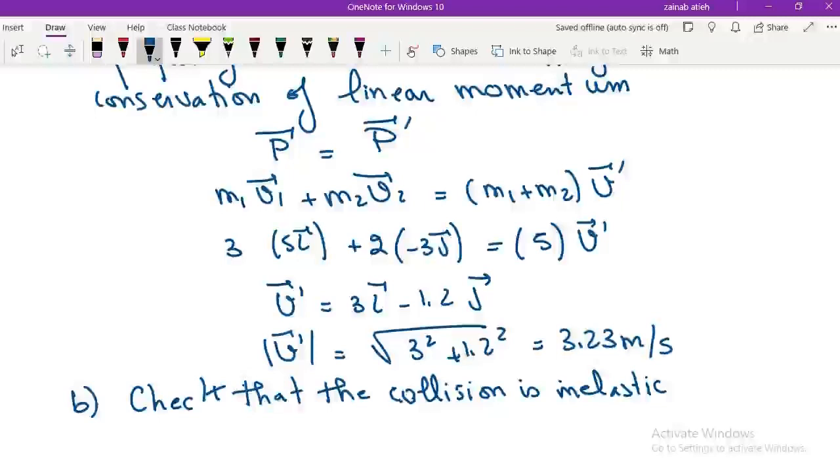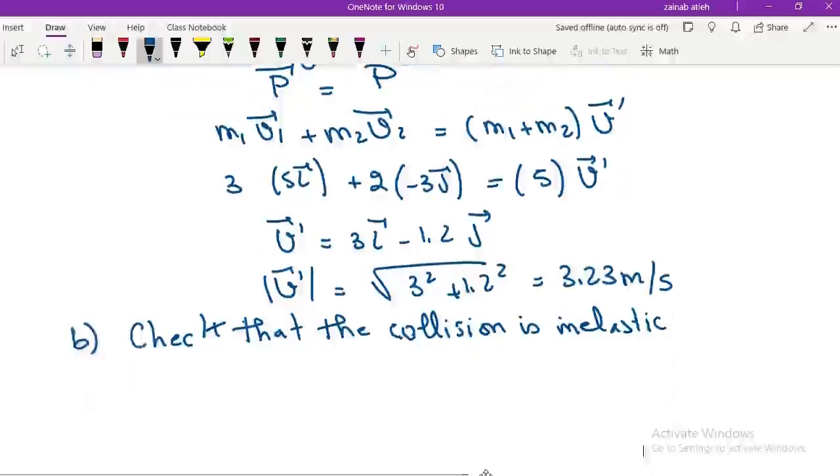But I already know that this is going to be an inelastic collision. So anyway, let's check if they are equal or not. I will check with you.